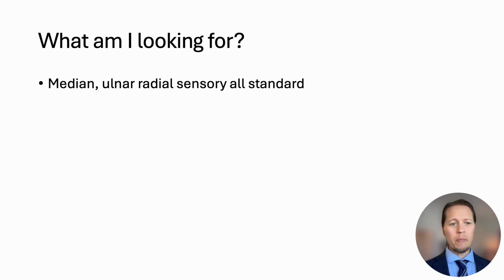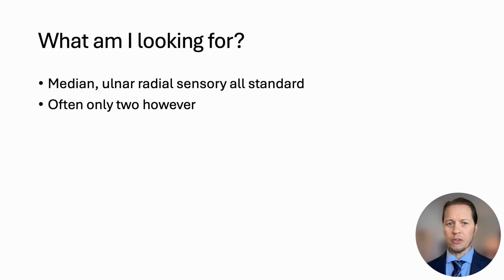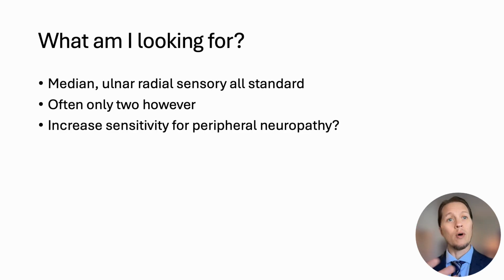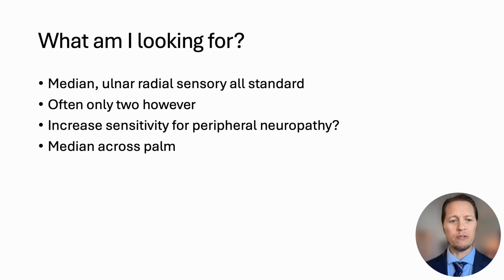So from the get-go, median, ulnar, and radial, these are all standard studies and might not help point things in a certain direction, but usually when we do EMG, we're only doing one or two of these. We don't usually do all three. If we are doing all three, that should raise lights in your mind that peripheral neuropathy might be on the differential here in terms of what we're looking for.